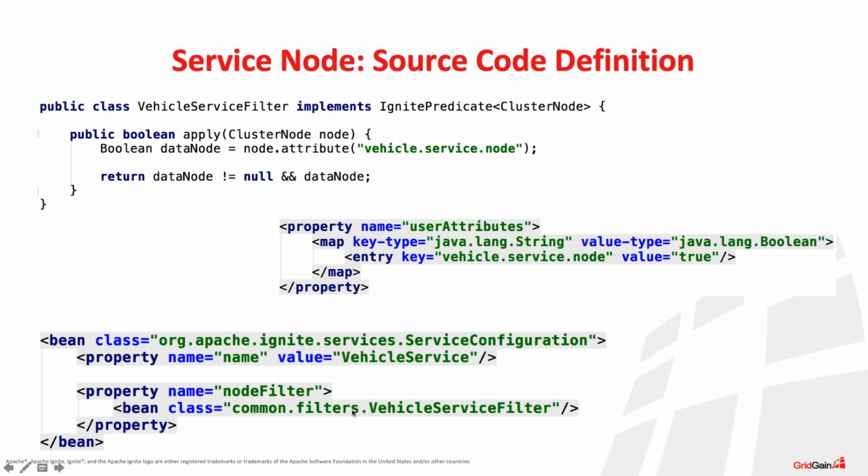And it will mean that once you start a node that has this attribute in its user attributes map, then the vehicle service can be deployed on this node right away, depending on your deployment configuration, or it might be deployed a bit later if your cluster topology changes.